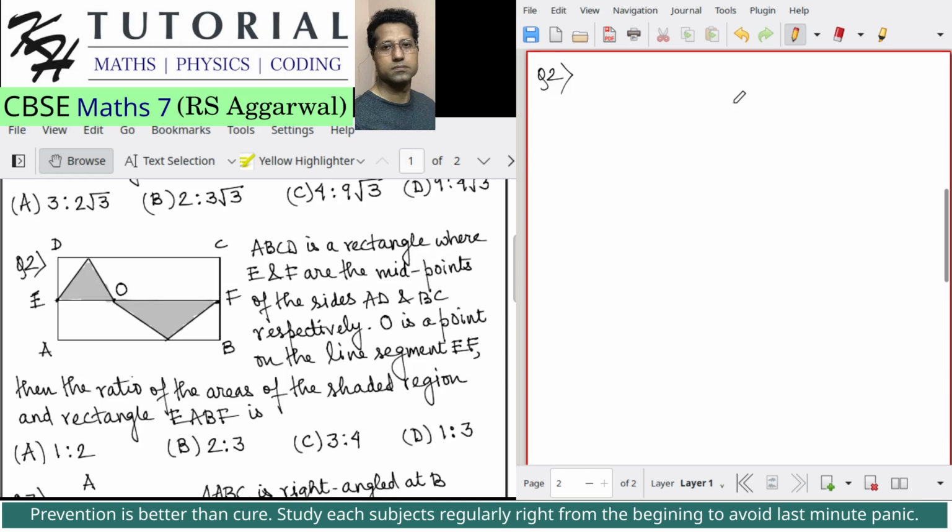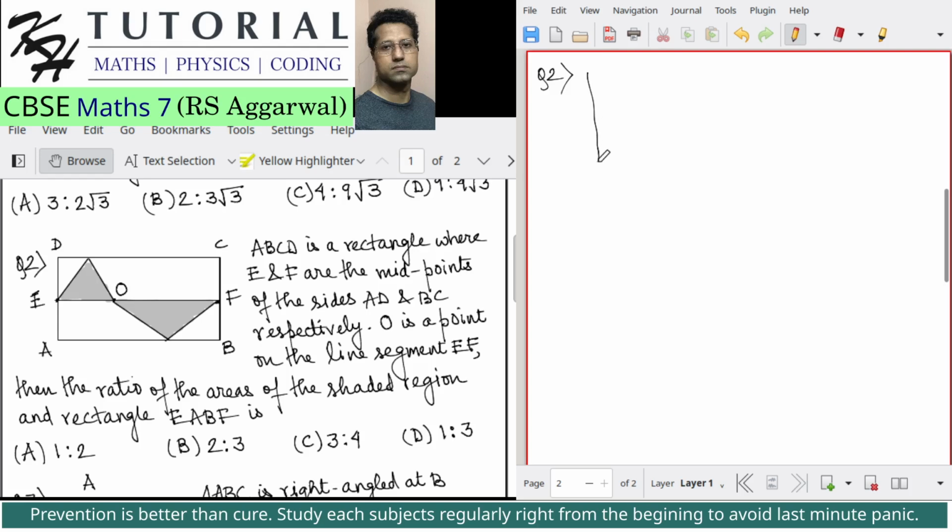Now O is any point. You can take O anywhere. I think the question should have clarified that O cannot coincide with the points E and F. O is somewhere in between. It is somewhere on the line segment EF, but it will not coincide with E and F. So we have to find the ratio of the areas of the shaded region and the rectangle EABF. So we have to find the area of the shaded region.